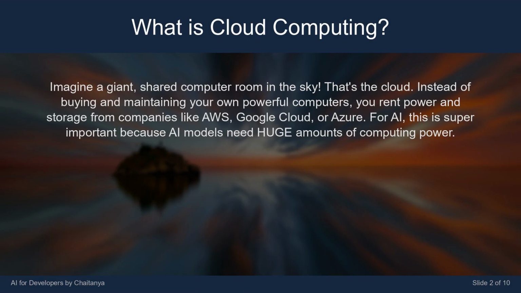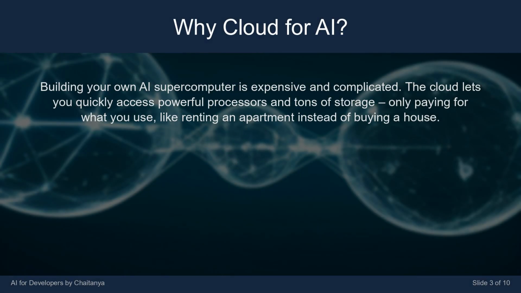Imagine a giant, shared computer room in the sky. That's the cloud. Instead of buying and maintaining your own powerful computers, you rent power and storage from companies like AWS, Google Cloud, or Azure. For AI, this is super important because AI models need huge amounts of computing power. Building your own AI supercomputer is expensive and complicated. The cloud lets you quickly access powerful processors and tons of storage, only paying for what you use, like renting an apartment instead of buying a house.